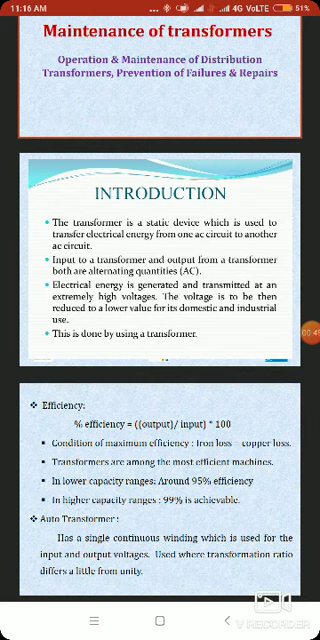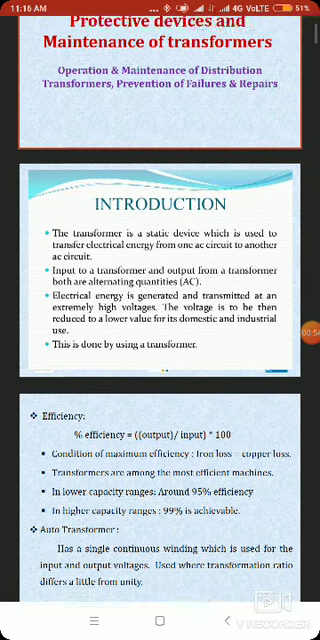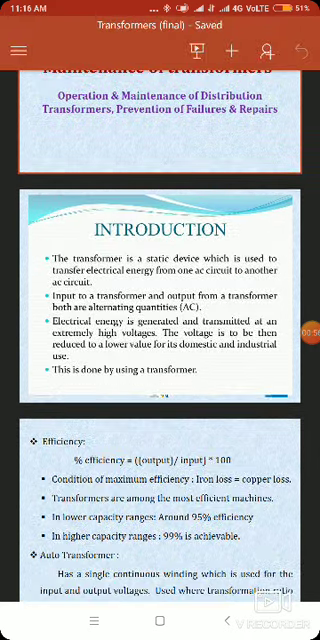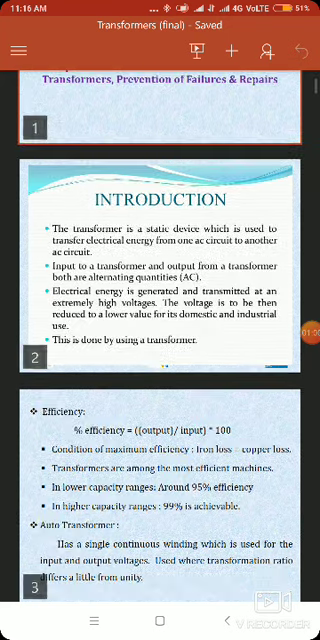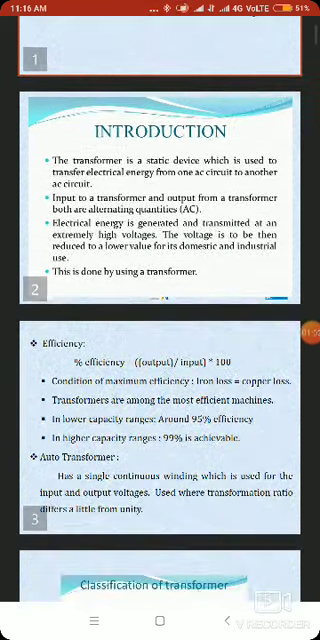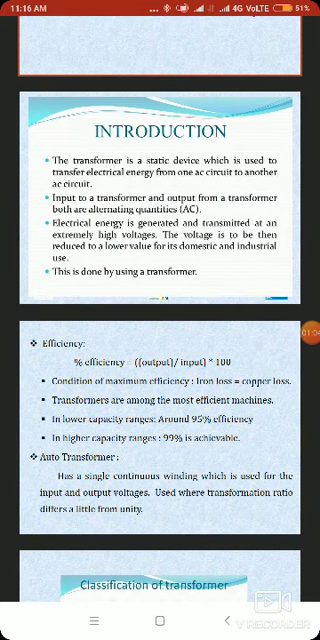Electrical energy is generated and transmitted at extremely high voltages or the required voltage levels. The voltage is then to be reduced to a lower value for domestic and industrial use. This is done by using a transformer.